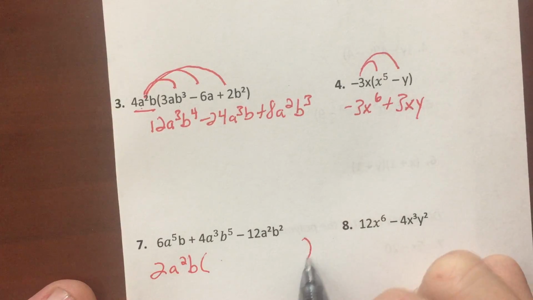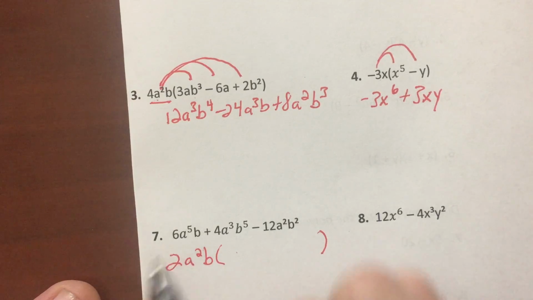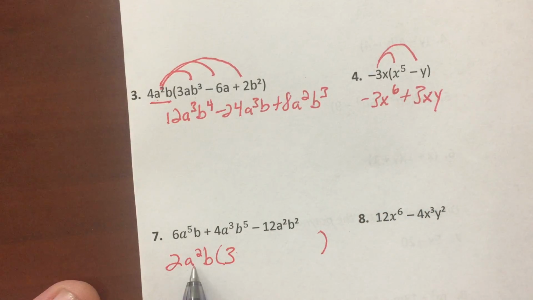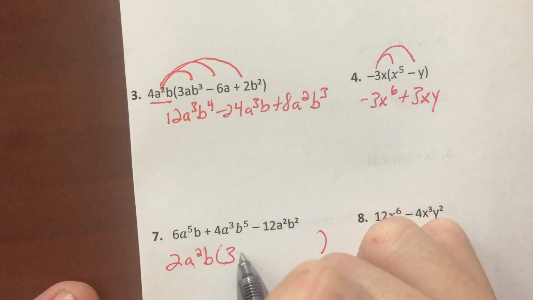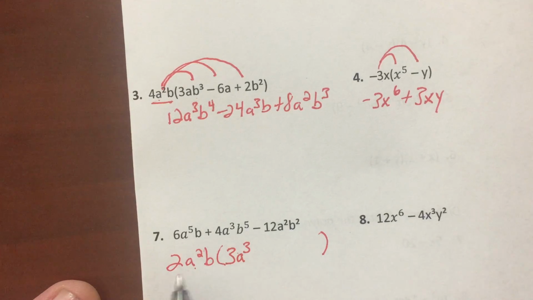Now I open up parentheses, and I figure out what goes inside. 2 times what would make the 6? 3. A to the second becomes A to the fifth. So I need 3 more A's for that to happen, so that 2 plus 3 will make 5. I've got B to the first here and B to the first in this term. I don't need any more B's for term 1.